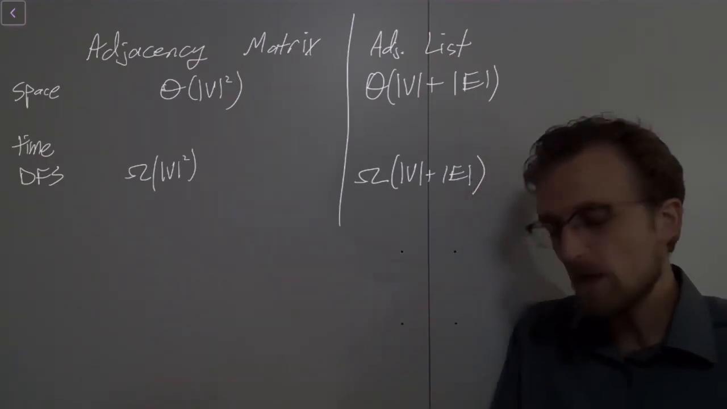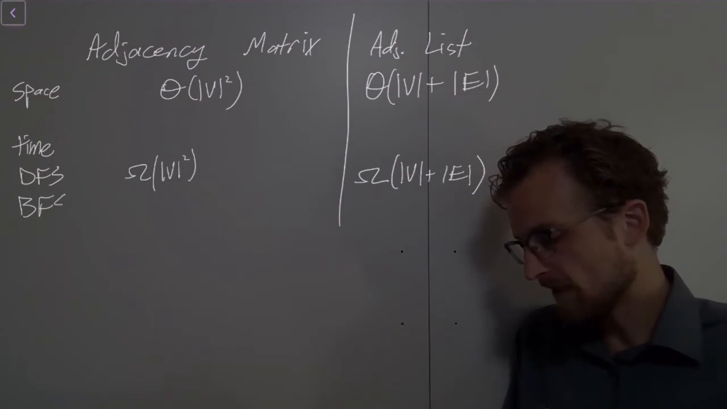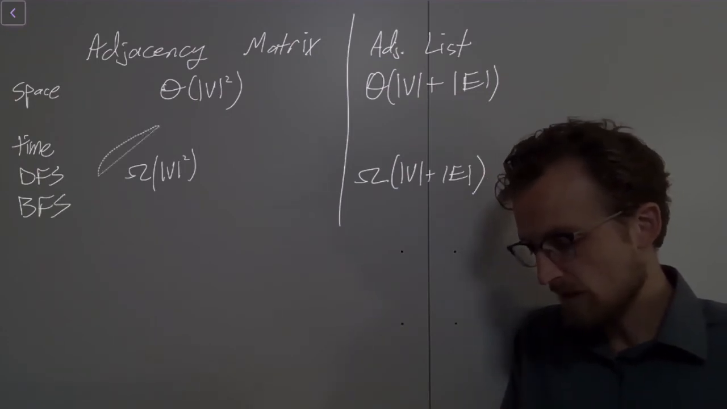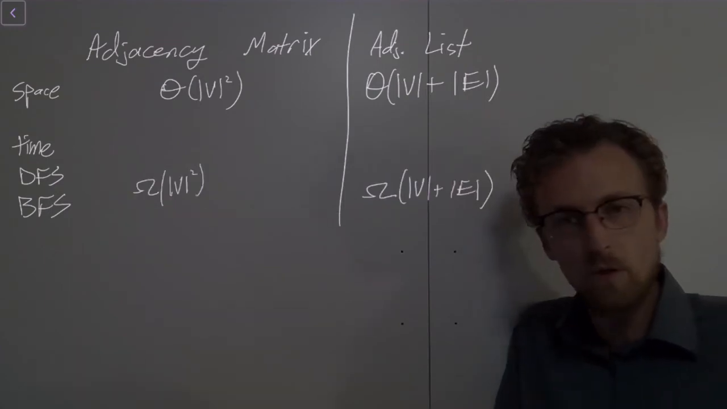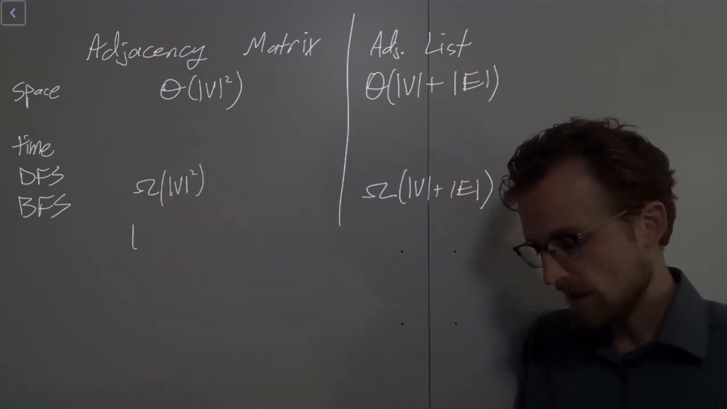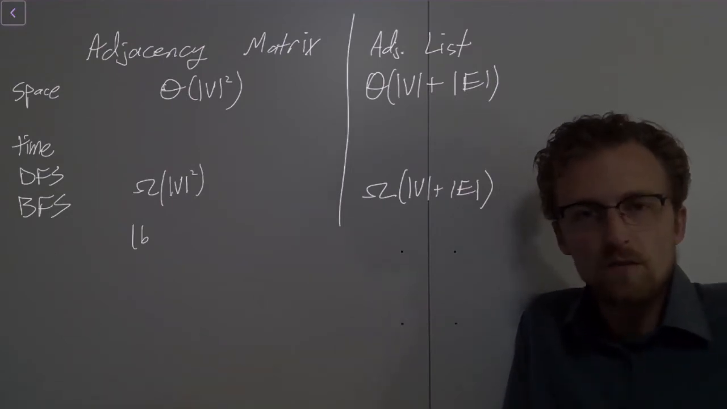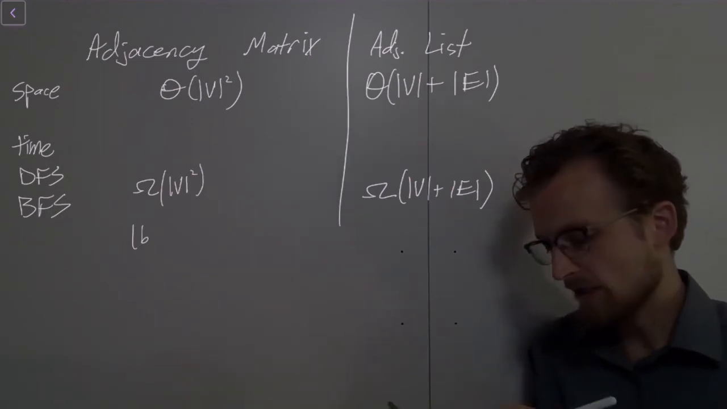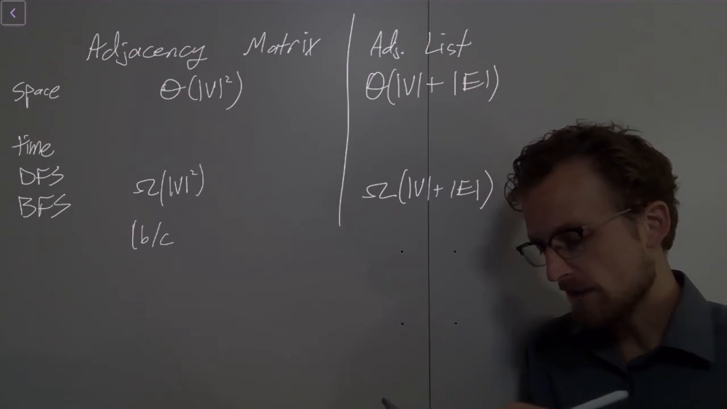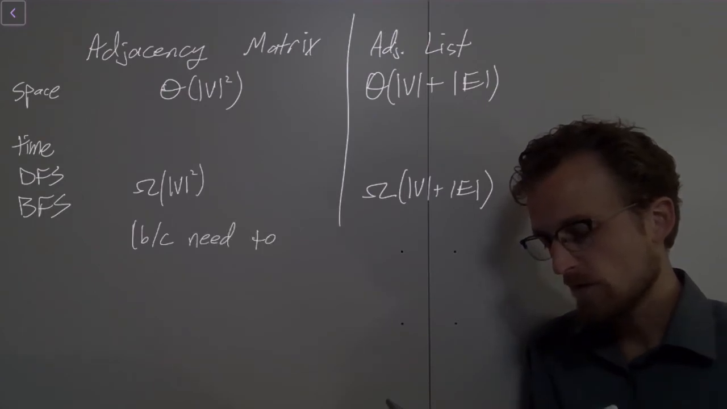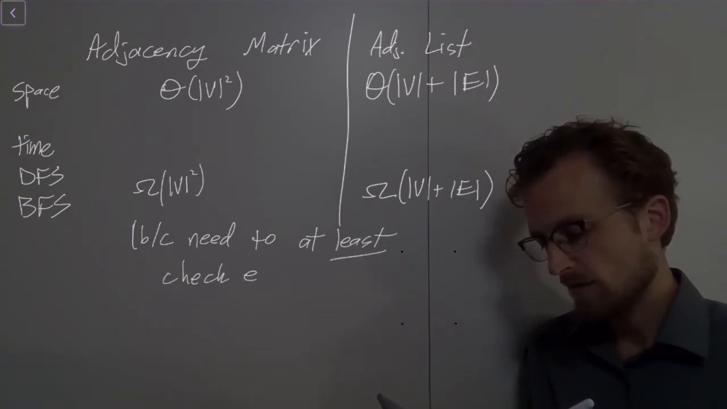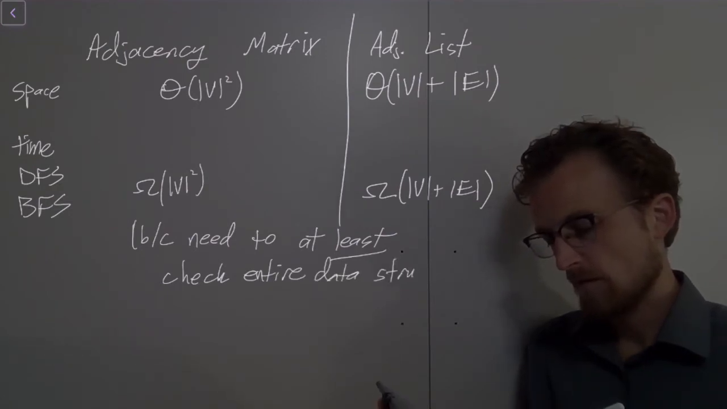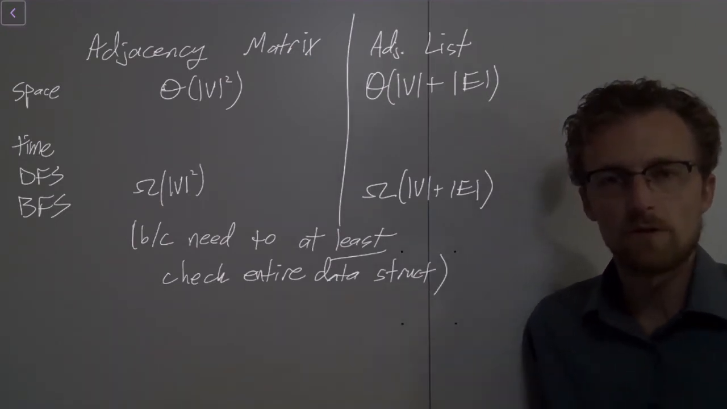And this is true for BFS as well. I'll write BFS and DFS together here. The reason for this, and this is a critically important thing to notice, is just that we've got to check everything. We can't leave parts of the data structure unchecked. At the very least, we need to check the entire data structure, or check every element of the representation.